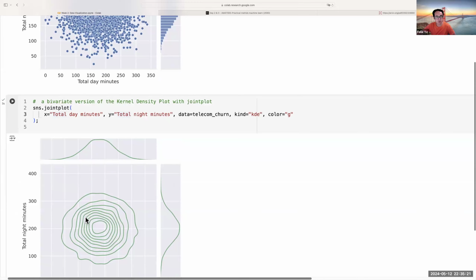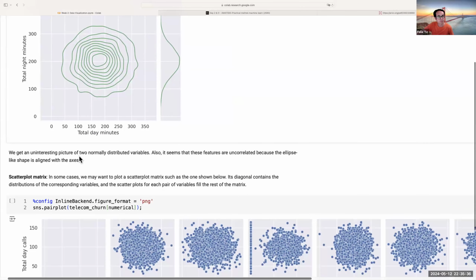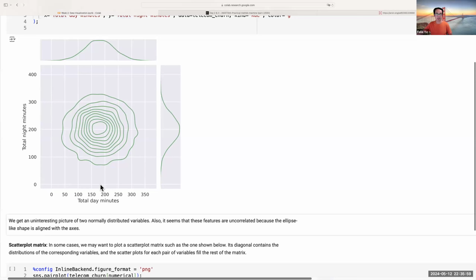This gives you a contour plot on the joint plot, and the marginals also give you densities instead of scatters. Okay, so it's quite boring because you are just getting two normal distributions, and this joint distribution seems very uncorrelated, because you can see the joint distribution is ellipsoid. That indicates total day minutes and total night minutes could be independent. Both of them look like Gaussians, and the joint distribution looks like a Gaussian as well.